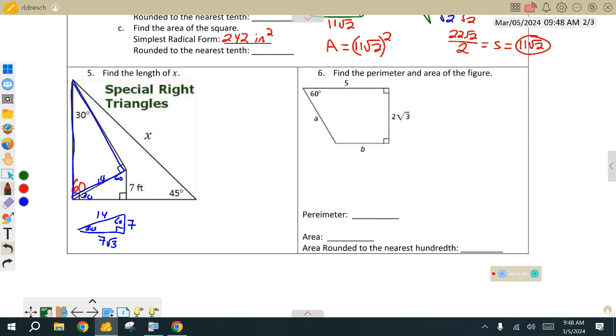Across from the 30 is X, the short leg. Here's the right angle. There's the hypotenuse. Double it. 14 doubled is 28. And that big triangle is what type of triangle? The big triangle is a 45-45-90. Reset your brains. 45-45-90 is S, S, S root 2. 28, 28, 28 root 2. Okay. It's a nice one.